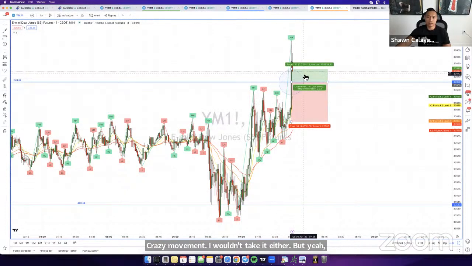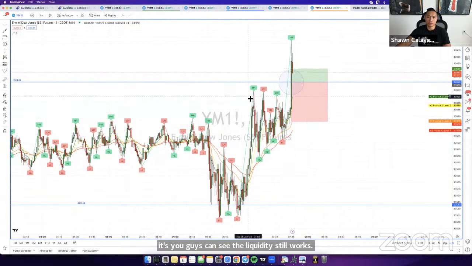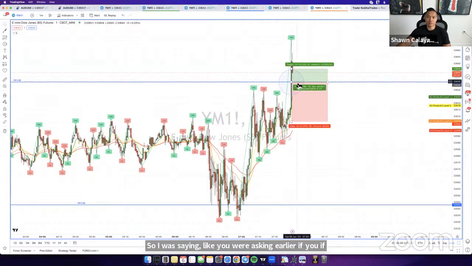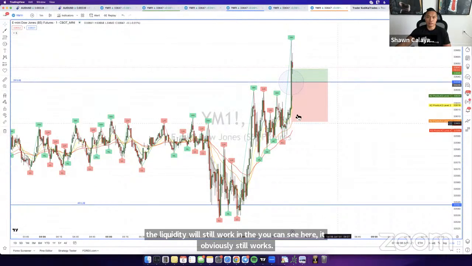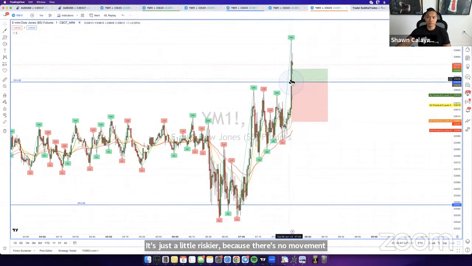But yeah, you guys can see the liquidity still works. Someone was asking earlier if the liquidity will still work in the summer. You can see here it obviously still works. It's just a little riskier because there's no movement. You'll see a lot of flatness, and then all of a sudden just blast right through. Just went through a straight stop loss hunt.